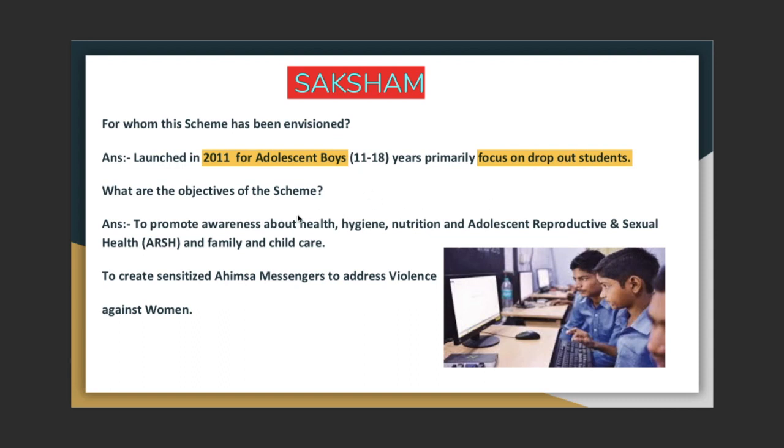Now, what are the objectives of the scheme? The objectives of the scheme are to promote awareness about health, hygiene, nutrition, adolescent reproductive and sexual health, and family and child care. You don't need to remember all the objectives, just keep in mind that this is for the all-round development of adolescent boys. Basically, there is also a focus on gender sensitization of adolescent boys. Understood? The next thing is to create sensitized ambassadors and messengers of non-violence to address violence against women. Whenever I use the word gender sensitization, basically gender sensitization is one way to address violence against women.